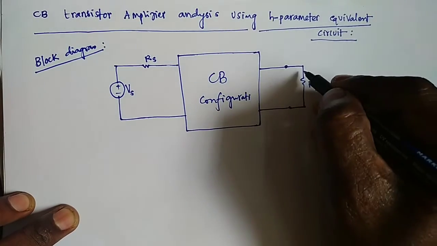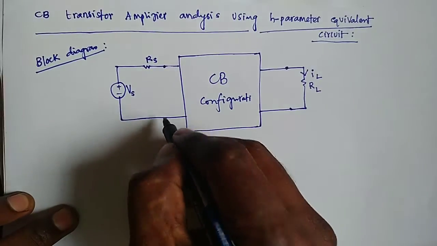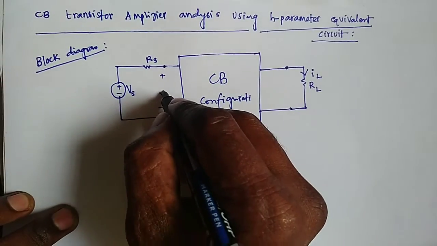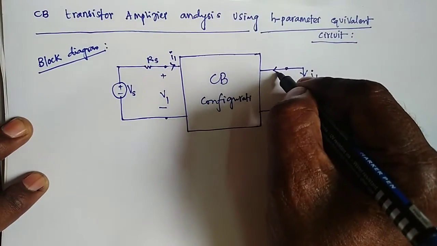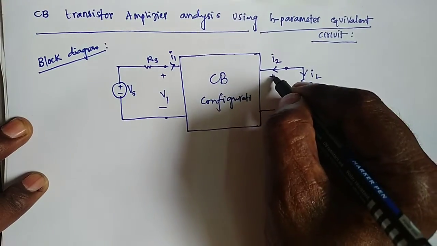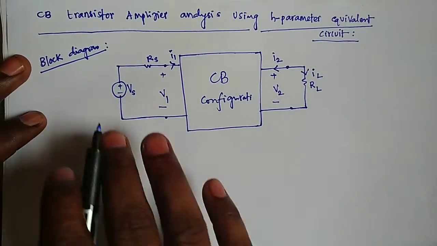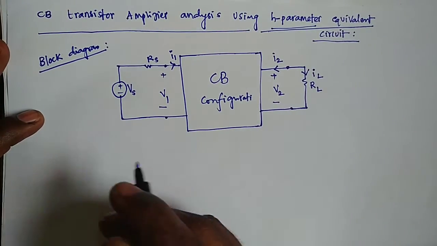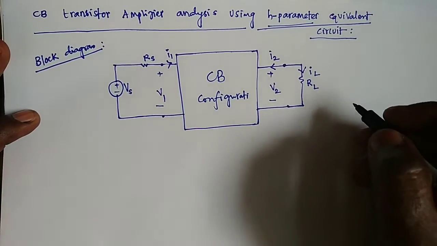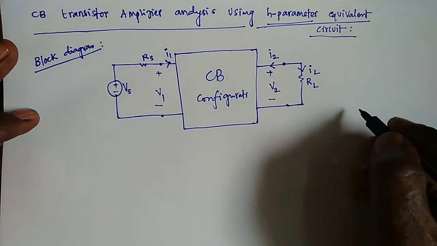Okay, at the output stage the current is IL. This is the actual input port. Input port voltage is V1. Input port current is I1. Output port current is I2. Output port voltage is V2. Okay. Now we are applying H parameters, that is a hybrid model. First, the basic shortcut to define V1, I1, V2, I2.